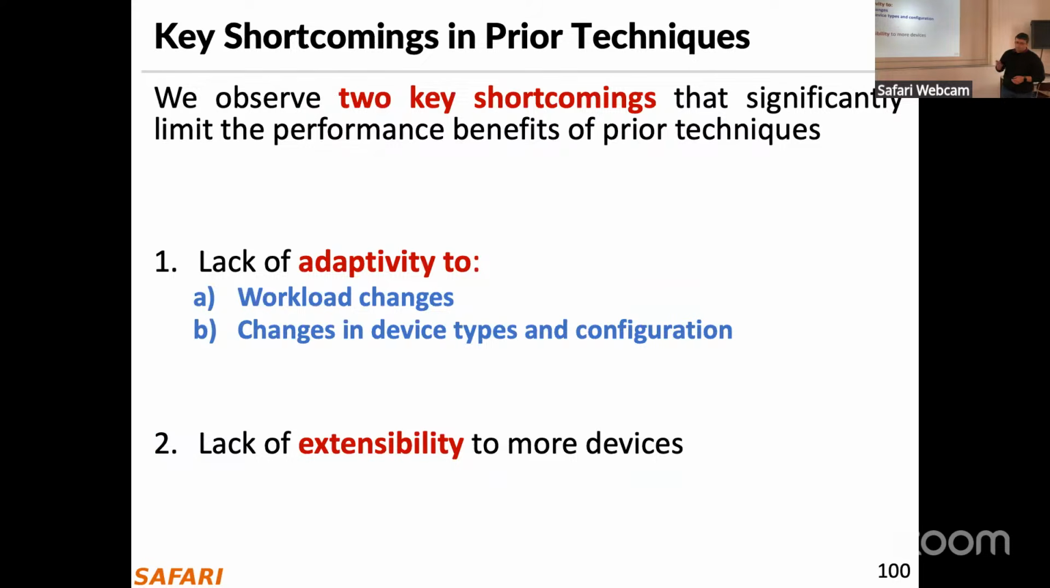When we looked at the prior techniques that are out there, we observed two key shortcomings. The first is the lack of adaptivity to workload changes and changes in device types and configuration. In enterprise environments you always do hot swapping of devices, plugging in a new device or removing one for servicing, and you have to adapt to these conditions. The second is extensibility. If you add 100 more devices, how does the policy adapt to those devices?